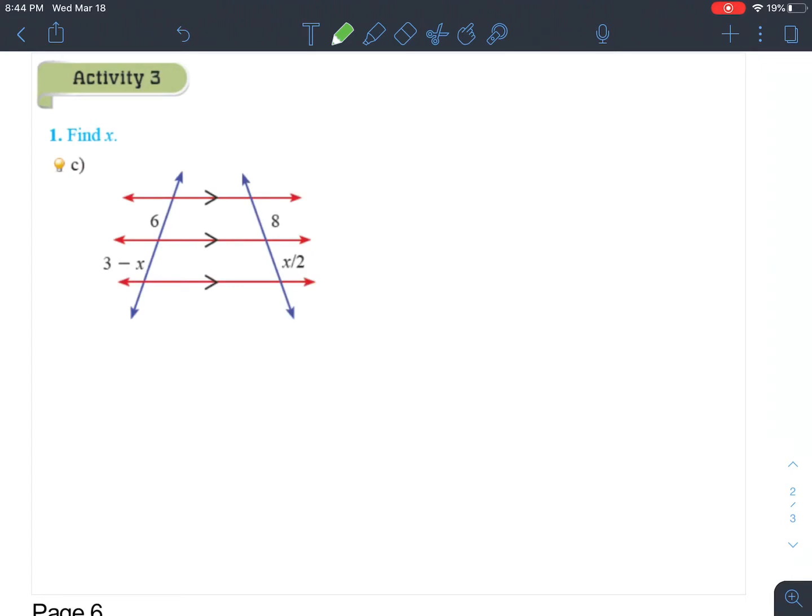Okay, now that you have given that a shot, what we need to do is set up our two fractions, as I said, 6 over 3 minus x equals 8 over x over 2. We need to cross multiply. If we do 6 times x over 2, that's going to become 3x because 6 divided by 2 would be 3. Then the 8 times the 3 minus x, we're going to get 24 minus 8x.